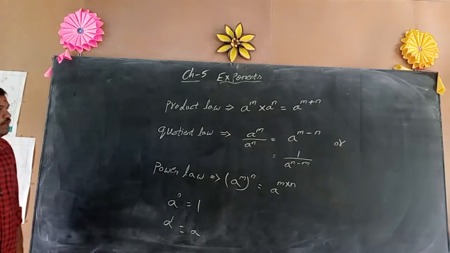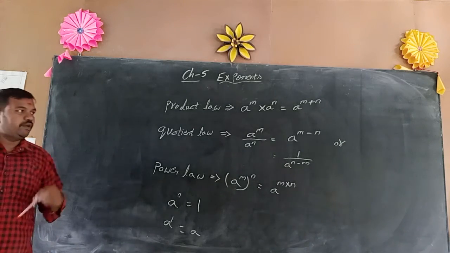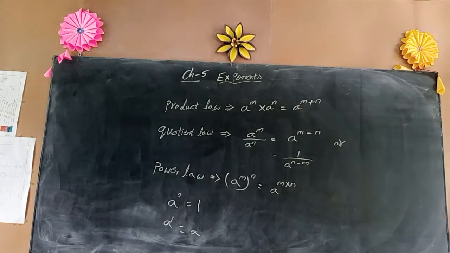Using these formulas, we are doing the sums. See the concept formulas. Bases are same under multiplication, powers we have to add. Bases are same under division, powers we have to subtract. Powers we have to multiply for power law. A power 0 is equal to 1. A to the power of 1 is equal to a. These are the formulas we are having. See these formulas once, everybody, and you have to note down these 5 formulas in your CW also.